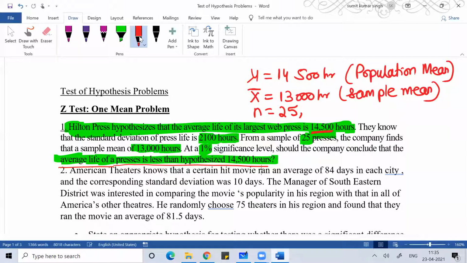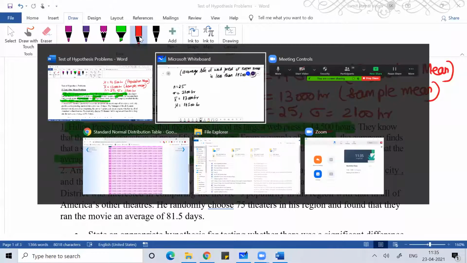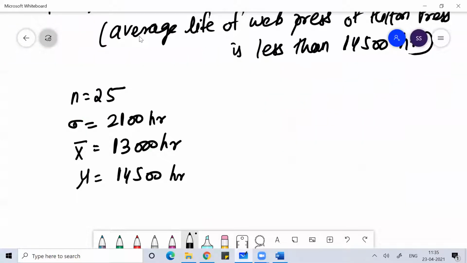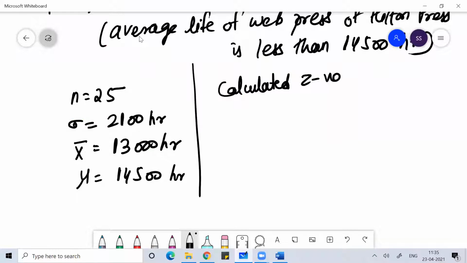The n here is 25, the alpha is 1%, and the population standard deviation is given as 2100 hours. I hope you understood this. Now what you need to do is find the calculated z value.